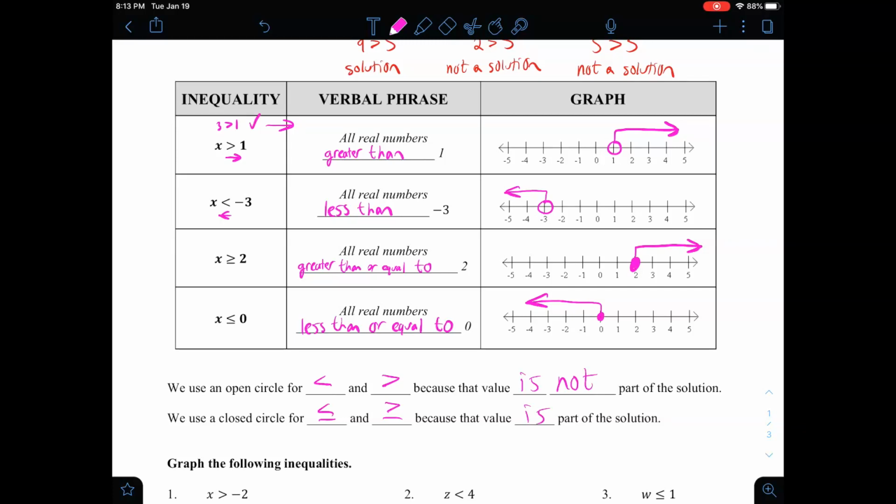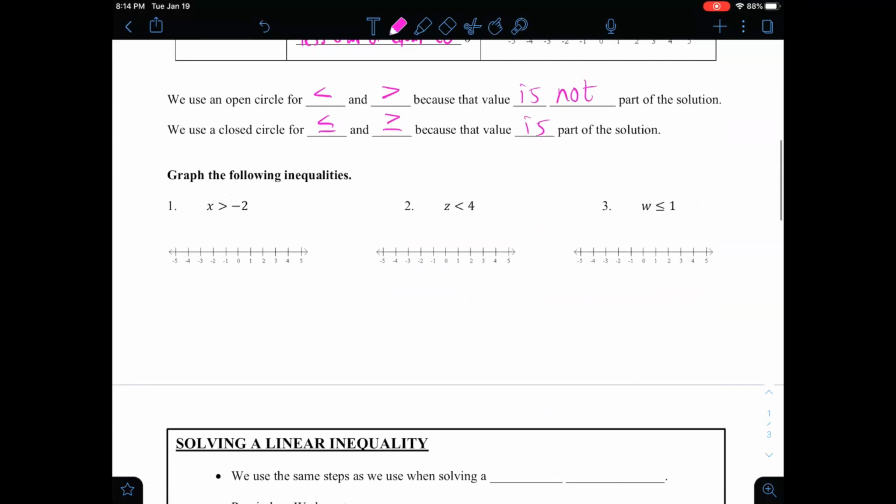Okay? So equal to, closed circle, less than or greater than, open circle. All right? But just remember, equal to is a closed circle because it's part of the solution. The open circle means don't include it. All right, there's some examples you can try down here. Don't worry about the different variables, x, z, w. They're all the same. Doesn't matter. But go ahead and see if you can graph these, and we'll check your answers in a second.